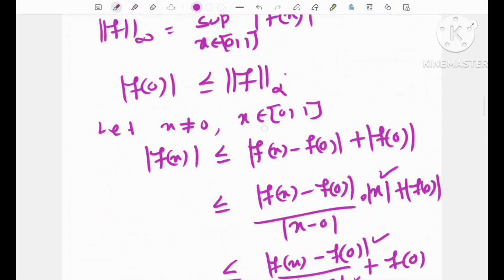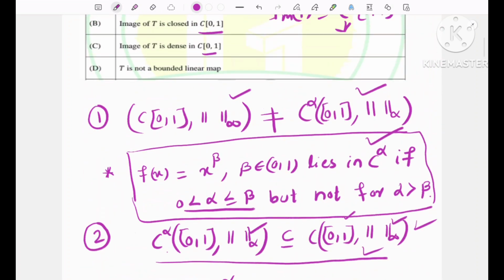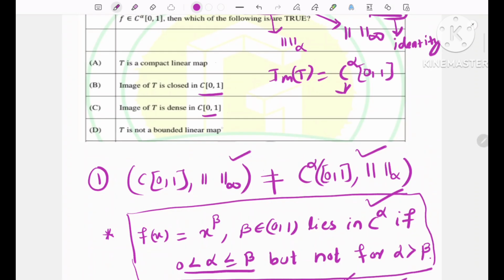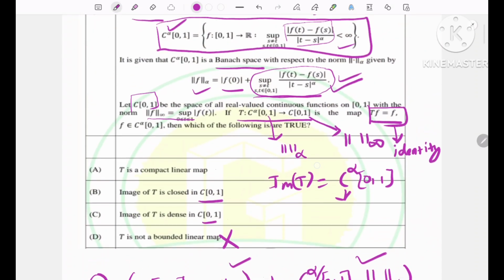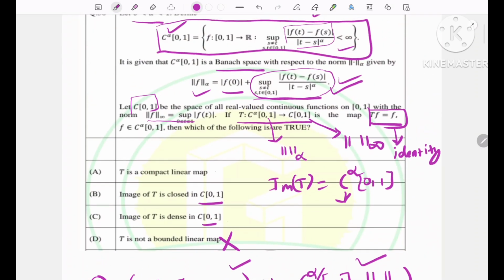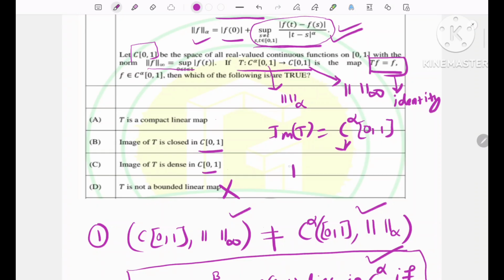Let us verify the options. Option D says that it is not a bounded linear map, so it is false. Now we will check whether the image of T is closed in C[0,1] or dense in C[0,1] or not. Our T is the identity map, so the image of T is equal to the domain of T, and the domain is C alpha.